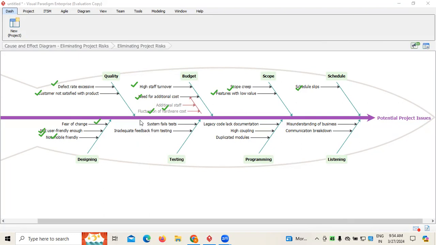Next, the testing part. When system testing fails as per the requirement, if it was not performing well, then automatically system failure might take place. So the system fails testing. At the same time, whatever inadequate feedback from the testing we have received so far, all these things come under the testing perspective.